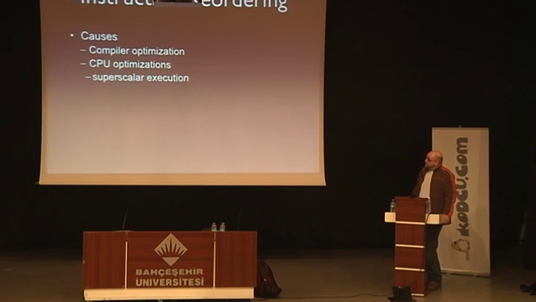So the first thing is instructions can be reordered. The CPU can decide to shuffle them around. The compiler can shuffle them around. And modern CPUs even have the ability to execute instructions in parallel. For example, on an Intel CPU, if things are fine, you can do 4 instructions in parallel. So it could be that due to this superscalar execution, this parallel execution, things are going to be executed out of order.